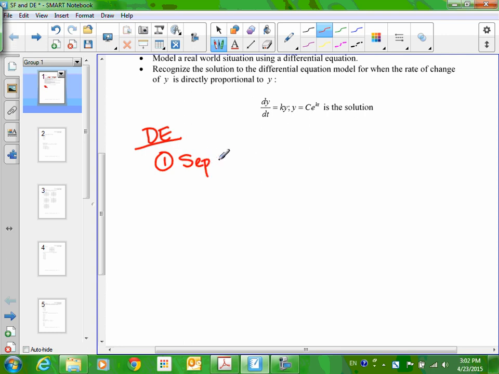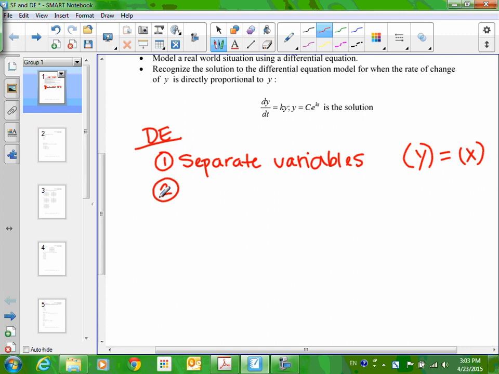Number 1 is you've got to separate your variables. That means you get y's on the left and x's on the right, and there's no mixing of x's and y's. This means you're going to have to divide, multiply, and all that stuff. After you separate your variables, do y'all remember what we do? Integrate. We integrate each side.